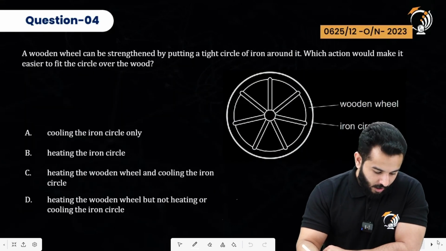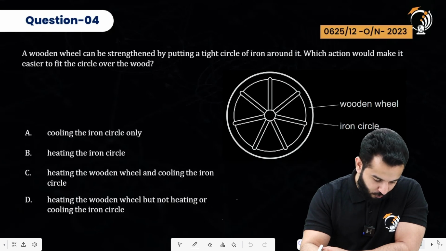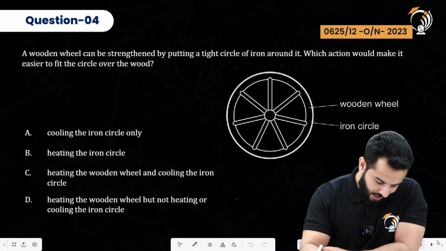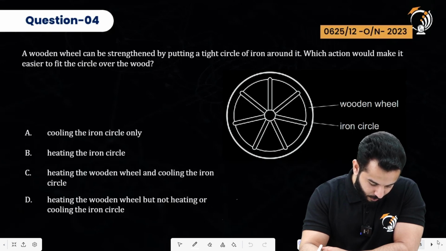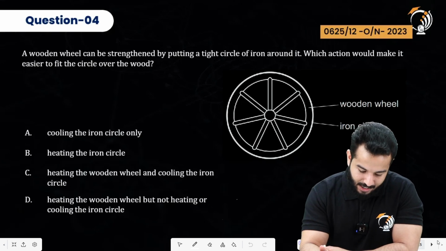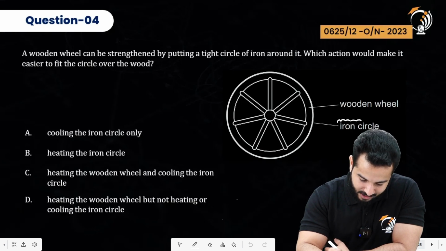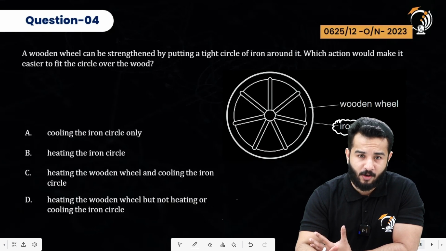Moving on, a wooden wheel can be strengthened by putting a tight circle of iron around it. Which action would make it easier to fit the circle over the wood? Cooling the iron circle only, heating the iron circle, heating the wooden wheel and cooling the iron circle, or heating the wooden wheel but not heating the iron circle. Now the problem is that the iron circle is actually smaller than the wooden wheel, right? But what we really want is to fix them together.